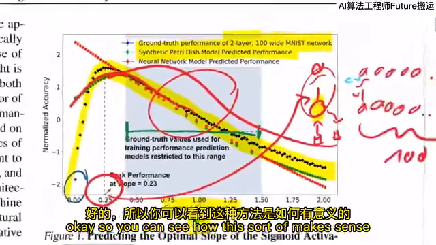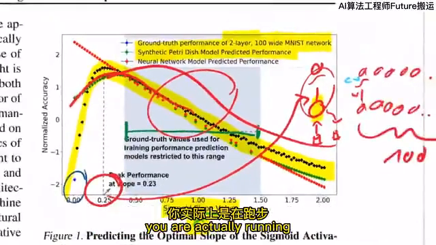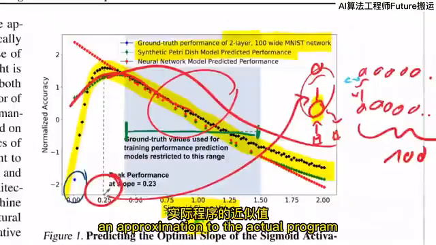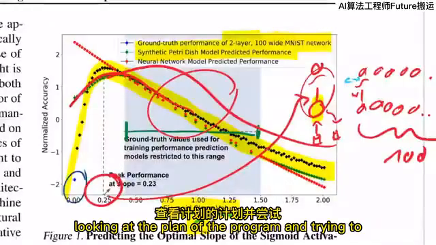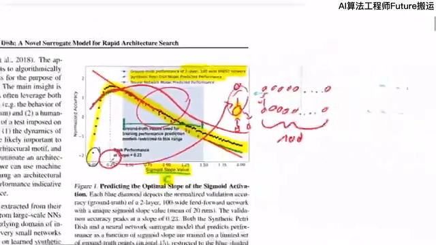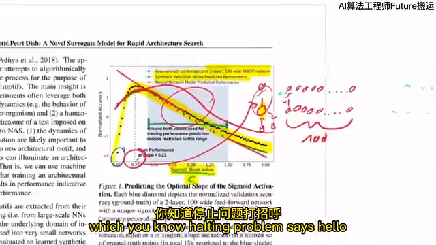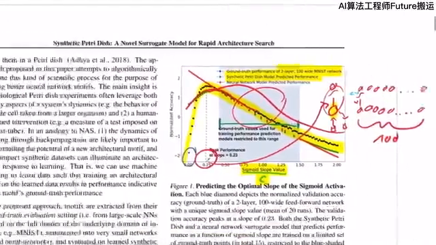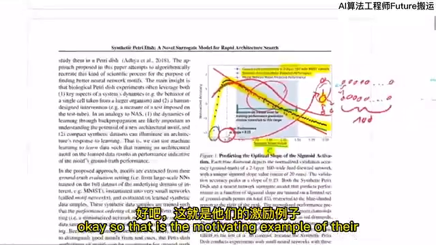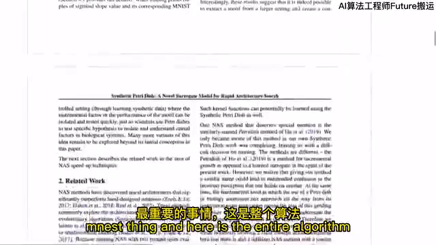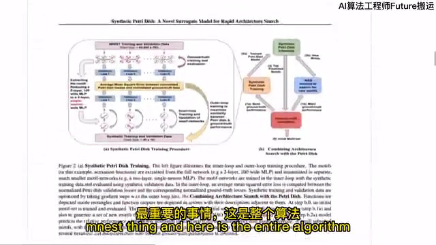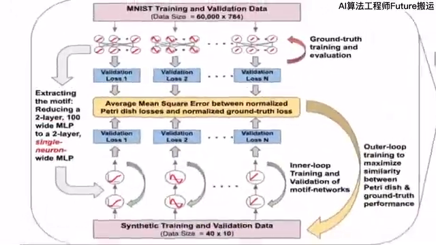Okay, so you can see how this sort of makes sense. You are actually running an approximation to the actual program instead of just looking at the plan of the program and trying to predict it, which, halting problem says hello. Okay, so that is the motivating example of their MNIST thing, and here is the entire algorithm.